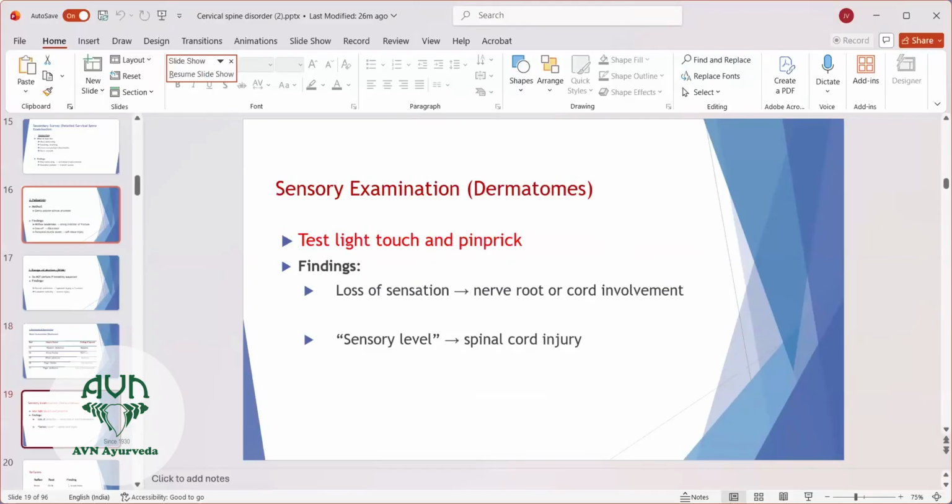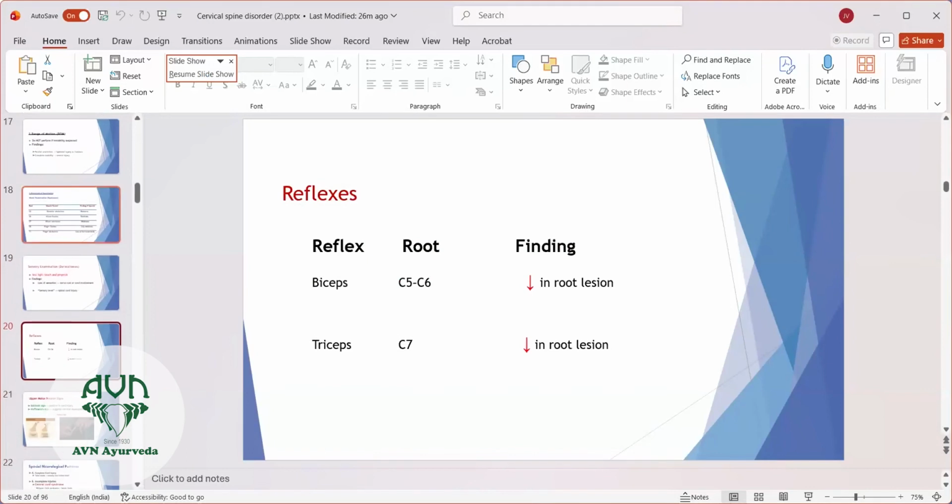Then we look for any sensory deficit. In the sensory examination, we practically test pain, temperature and touch. If there is loss of sensation, we can assume nerve root or cord involvement, and the sensory level tells us at what level the injury is. We can then make a clinical diagnosis.